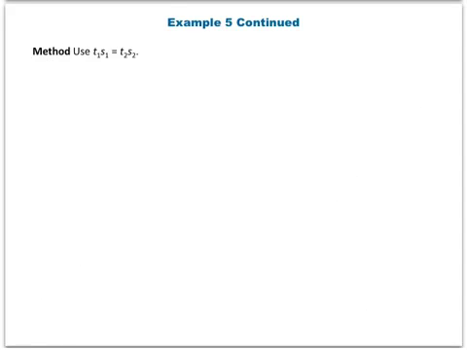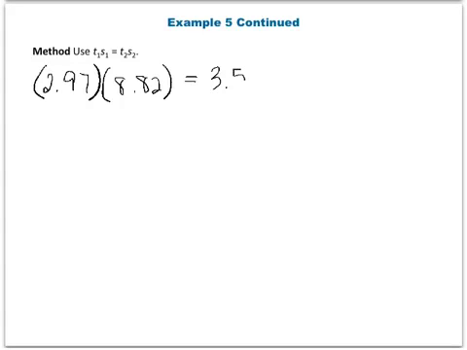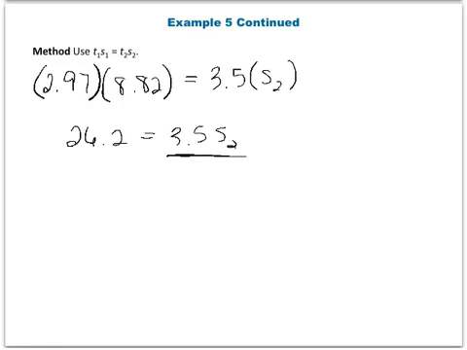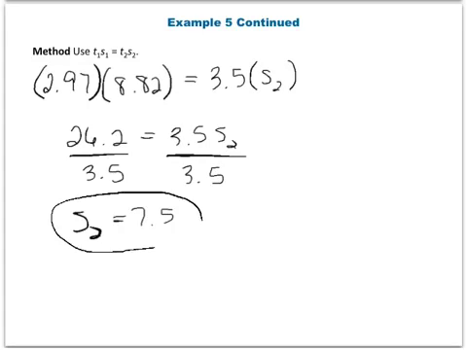Okay. The other method, T1S1 equals T2S2. So I believe our first time was 2.97, and our first speed was 8.82. Our second time was 3.5, and we don't know our second speed. 2.97 times 8.82, 26.2 equals 3.5 S2. Divide both sides by 3.5, and we get S2 equals 7.5. And there is our answer.